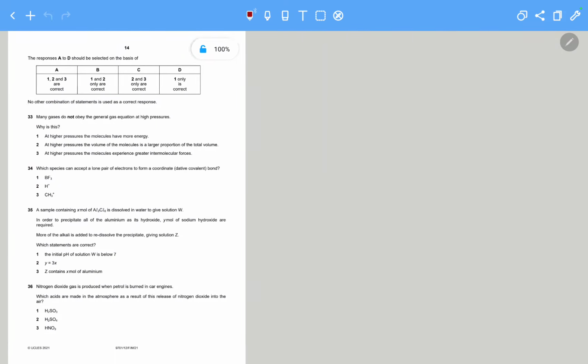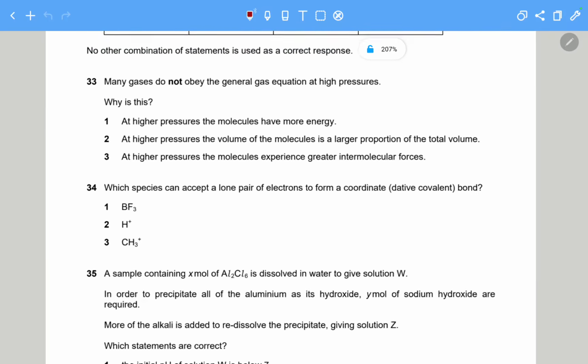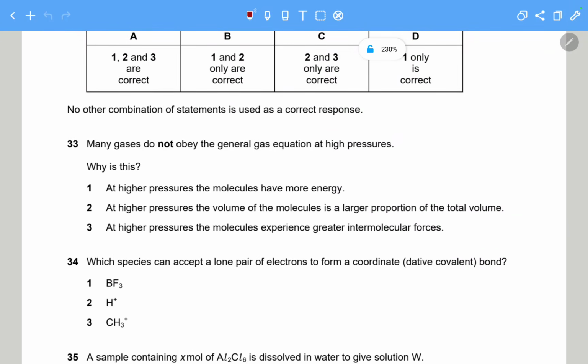Then we go to question 33. Many gases do not obey the general gas equation at high pressures. Why is this? This is all bookwork, so if you learn the content well, you'll be able to get this. At higher pressures, the molecules have more energy. This is wrong, because the energy does not change with pressure.